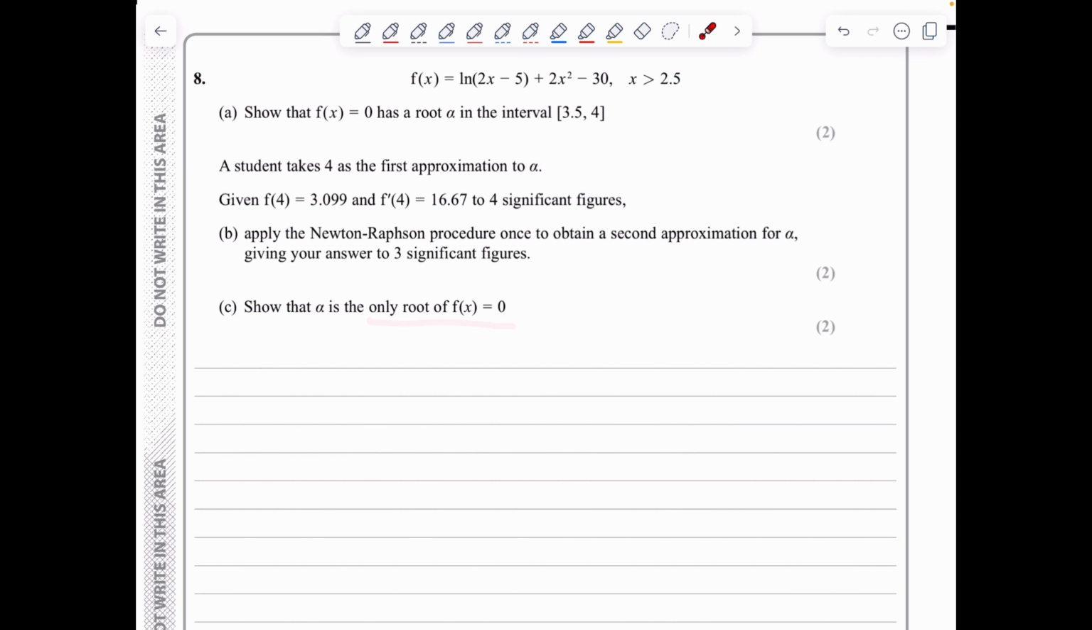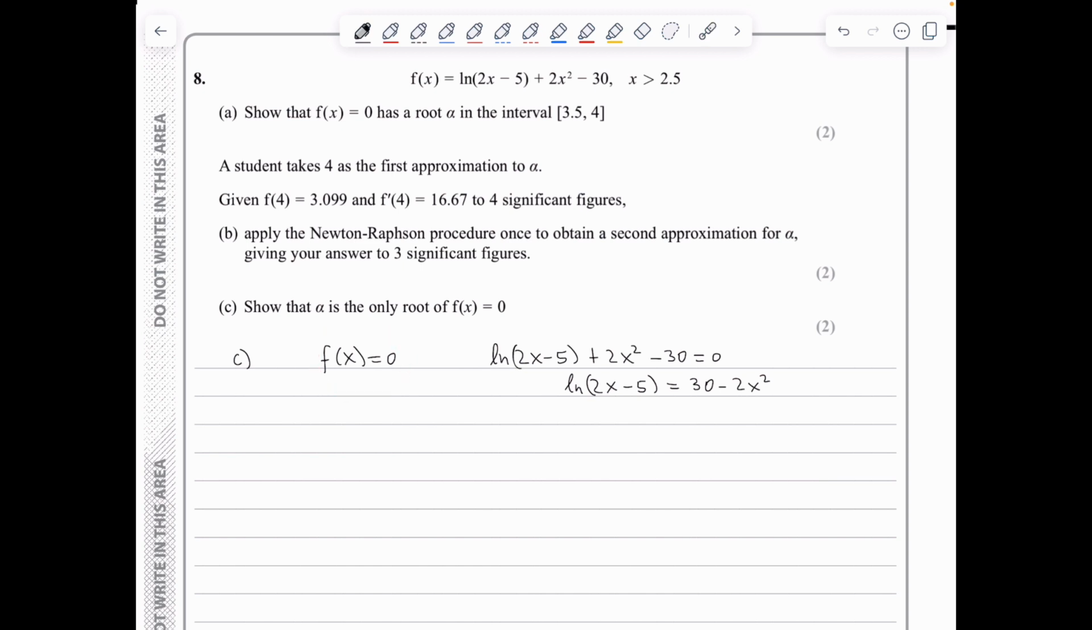In part C, we are asked to show that alpha is the only root of f of x equals 0. So to do that, I will start by considering that solving f of x equals 0 means that we need to solve ln of 2x minus 5 plus 2x squared minus 30 equal to 0, which is equivalent to solving ln of 2x minus 5 equals 30 minus 2x squared. So if we sketch ln of 2x minus 5 and 30 minus 2x squared, then the number of points of intersection are the number of solutions to f of x equals 0.